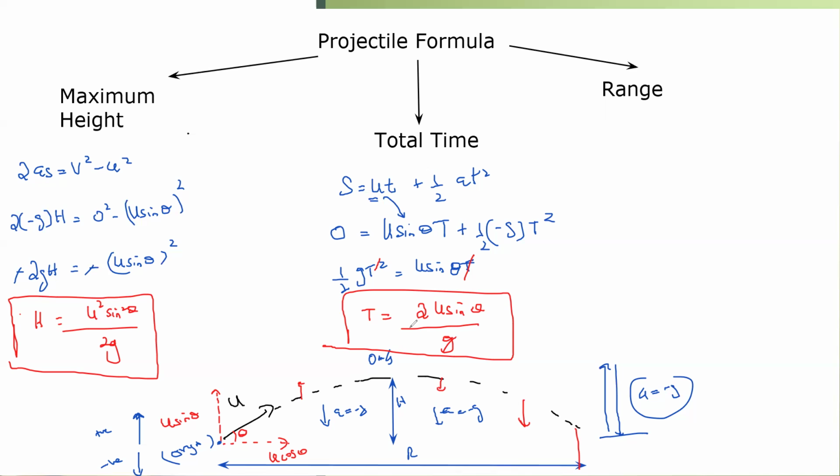Then what about the range? If we need the range, the range depends on the horizontal component only. The range depends on the horizontal component, which is u cosine theta. So for the range, we have the formula that speed is distance divided by time.